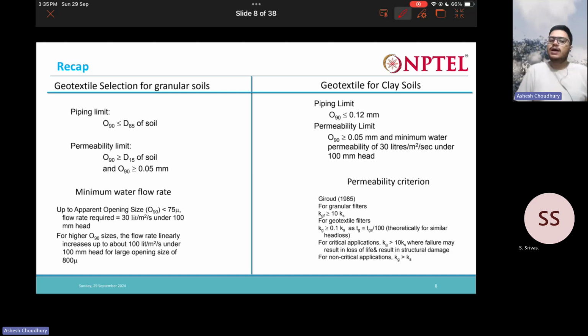The next criteria that you always have to follow are these two criteria. One is the retention criteria, another is the permeability criteria. For adequate permeability of the soil, there must be adequate flow of water through the geotextile, so we have to follow this permeability limit. That is described for various different cases, and that is already shown there. Now there are some more permeability criteria given here, the minimum water flow rate and all those things. You can go through that.